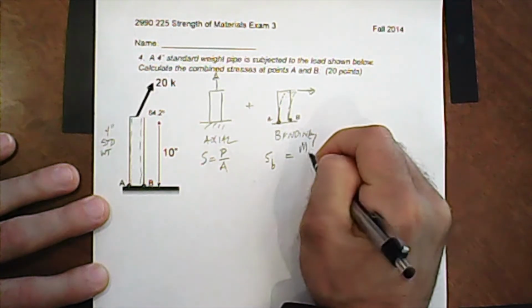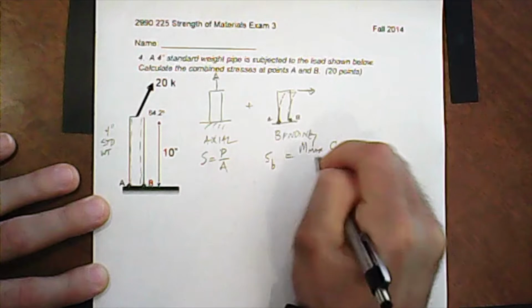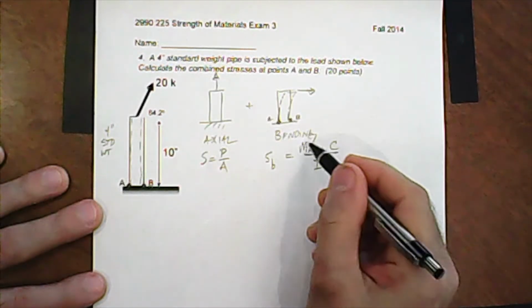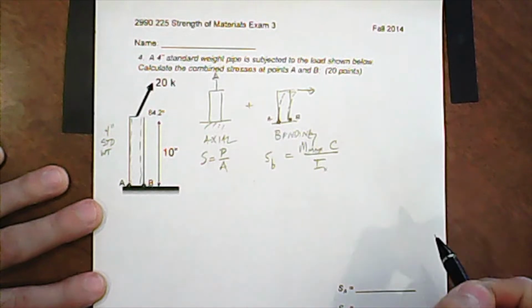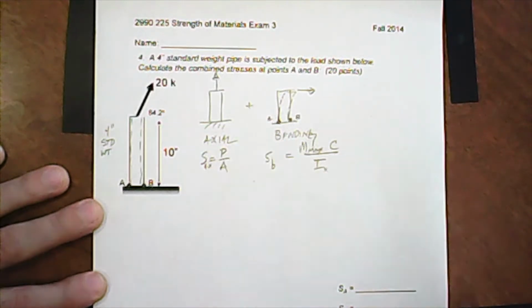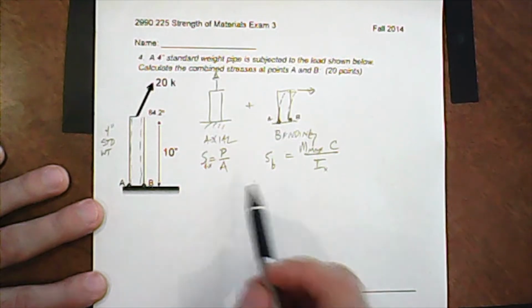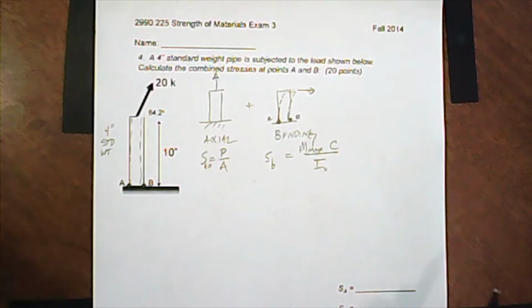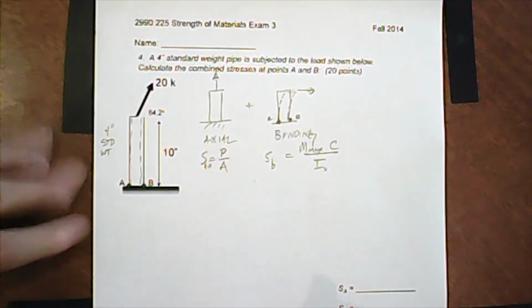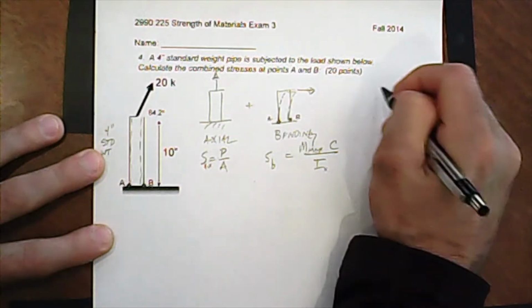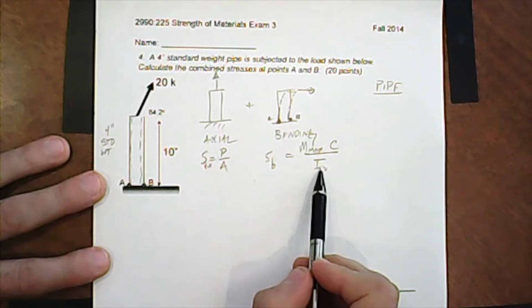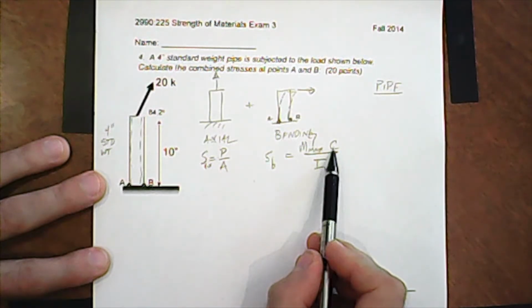Right, so we have M max times C over I sub x. Right, so that's our bending stress, and this is our axial stress. So we could say axial if we wanted to say it that way. Okay, so we're just going to need to calculate each one of these, and then we'll make our table. We're going to need a little information about our pipe. So what do we need? Well, we're going to need our I sub x, and we're going to need the OD.